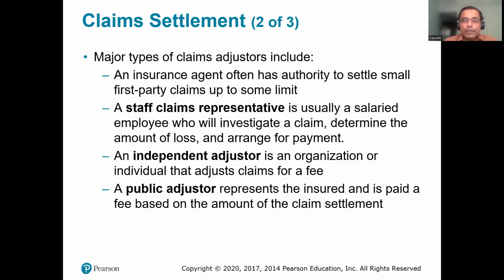So who are the individuals involved in claim settlement? The insurance agent has the authority to settle small claims with the customer. The staff claims representative is a salaried employee of the insurance company, and they are responsible for investigating a claim and determining what should be the amount of payout. An independent adjuster represents the insurance company and they work based on fees or commission. A public adjuster represents the customer and they also work based on fees or commission.